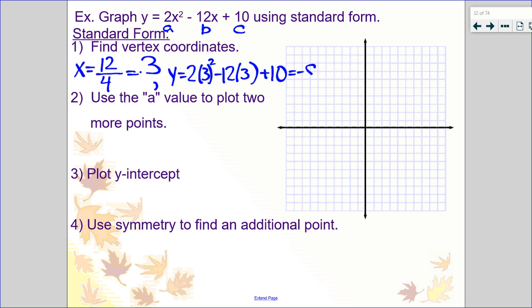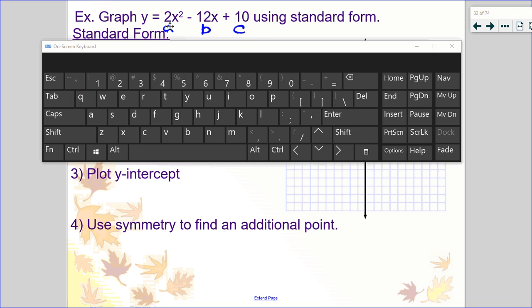Do you mind checking that for me? Yeah, it's negative 8. Okay.